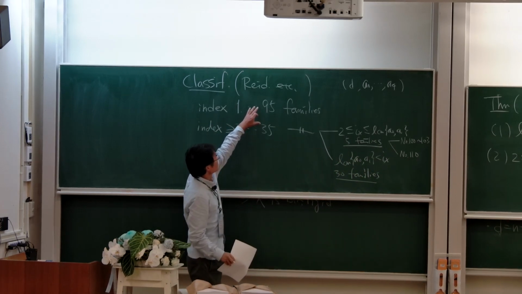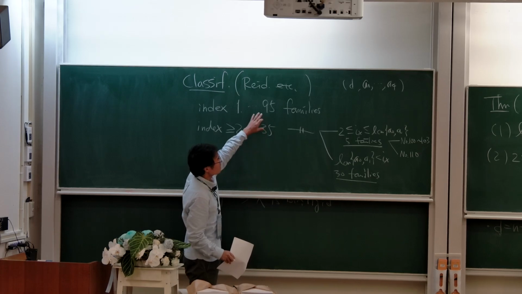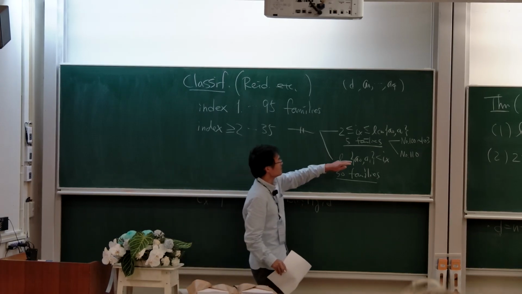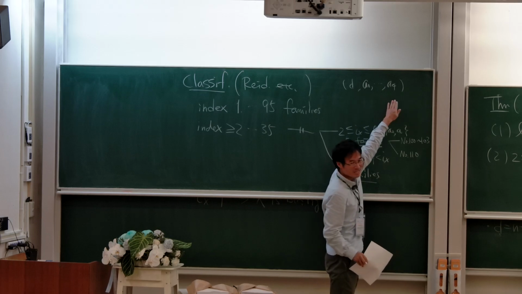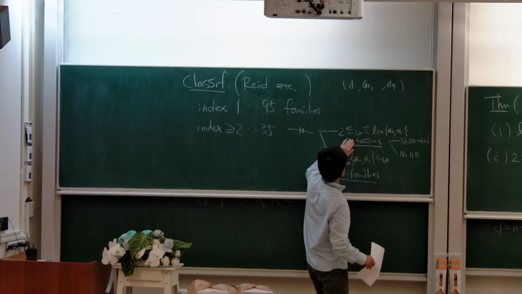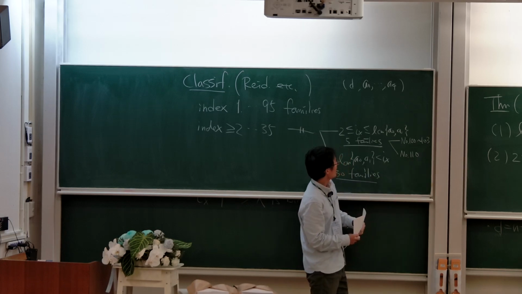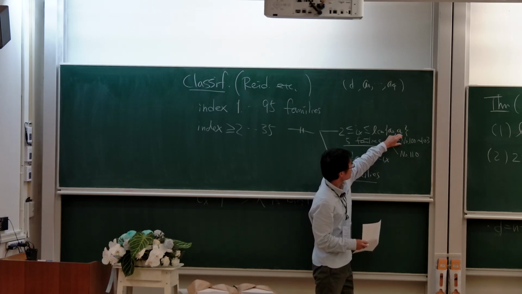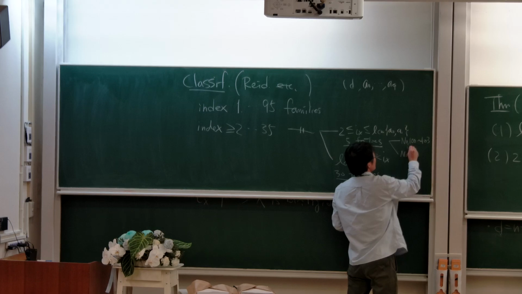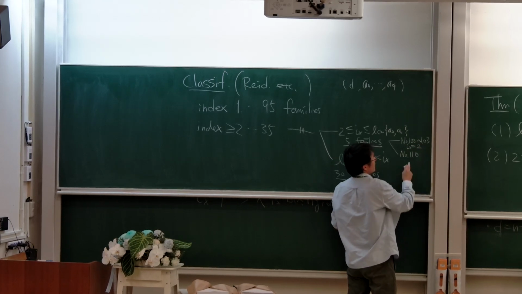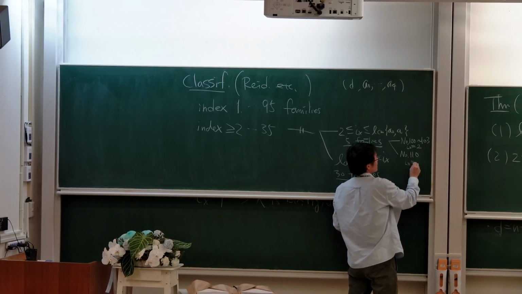These 130 families are numbered according to the lexicographic order. So this 5 corresponds to these 5 families, and we have 4 families with index 2, and the last one is the index 3.